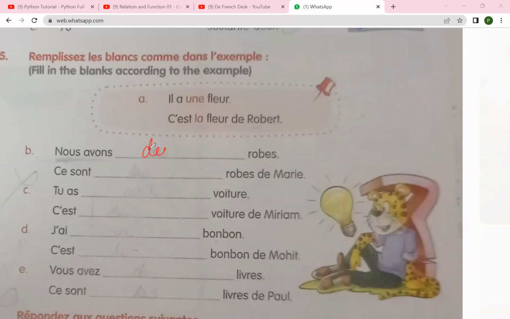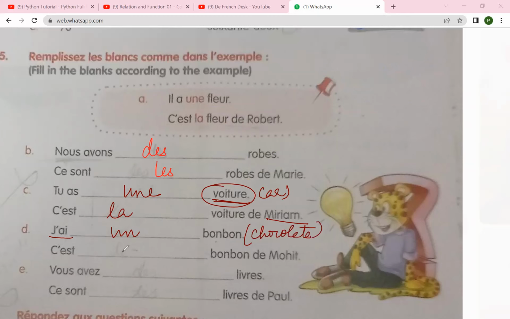So this is DES and this is LES. Tu as voiture. Again, une. Voiture means car, feminine singular. So c'est la voiture de Miriam. J'ai un bonbon is a chocolate, which is a masculine singular noun. C'est le bonbon de Mohit. I hope you can easily do this question. Vous avez livre, again plural, so DES, and ce sont les livres de Paul. Okay.